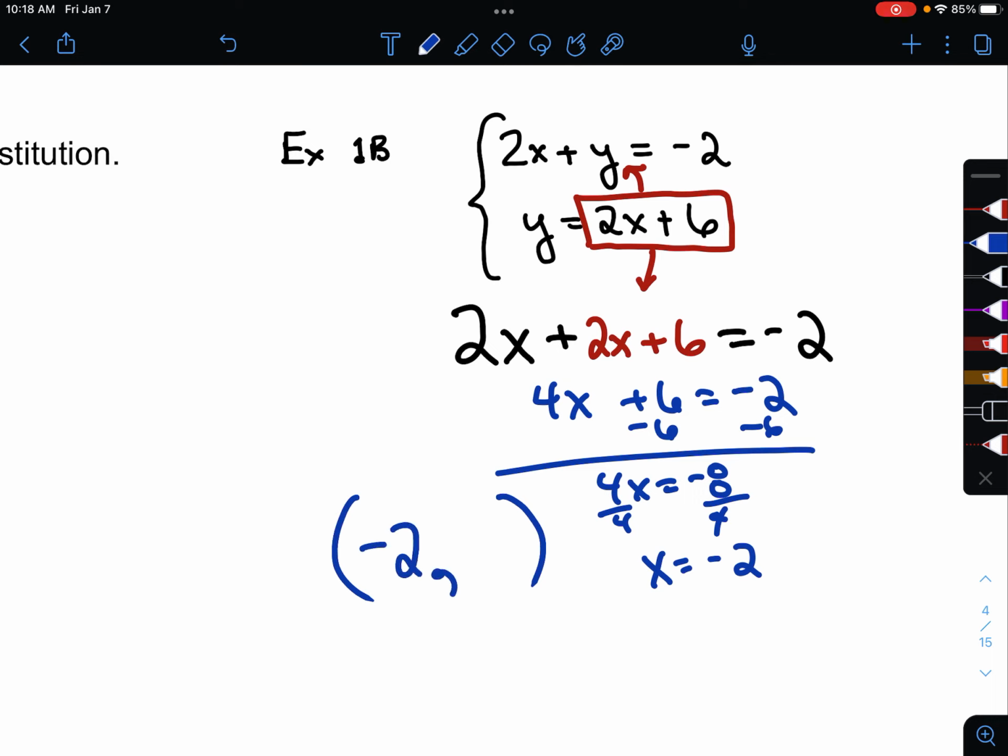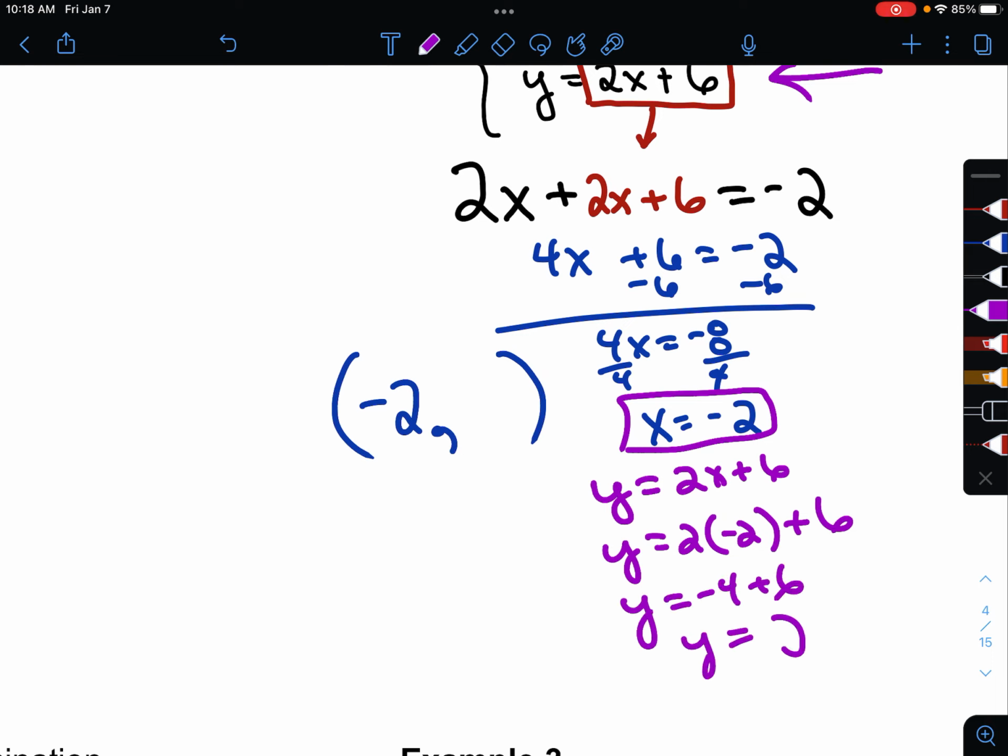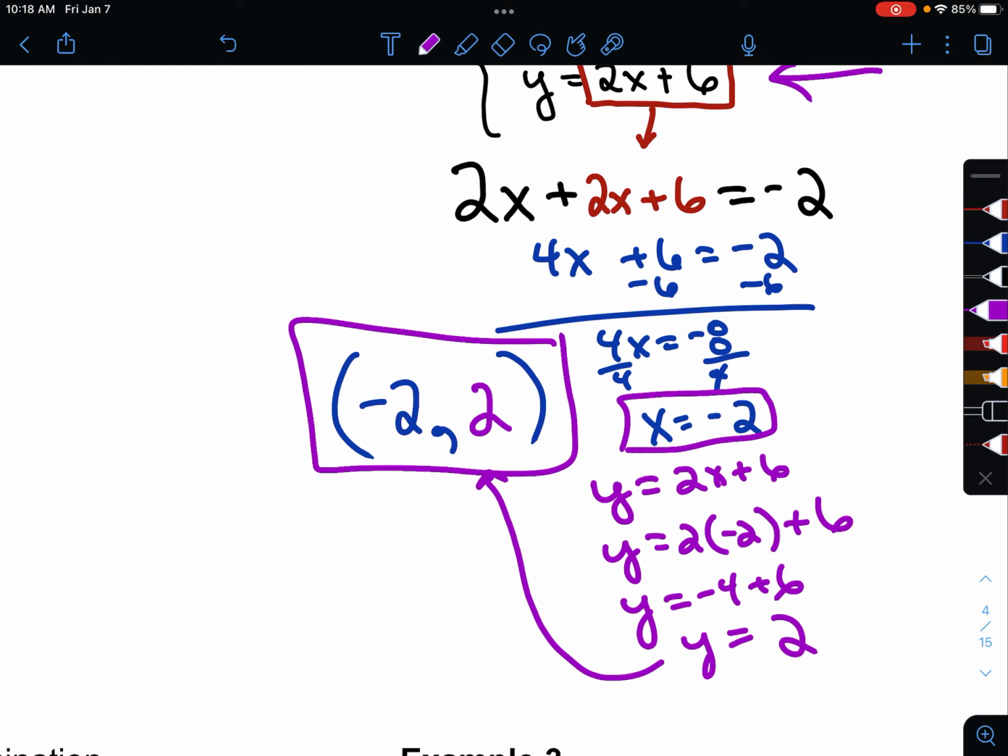How do we get the y value? I get that question a lot. How do you get the y value? How do you get the second number? Well, you just plug that x equals -2 into one of the equations up top. So I'm going to use the y equals 2x plus 6 equation and plug in -2. So y equals -4 plus 6, y equals 2. Well, look at that. We can plug that in to our answer and write the full answer as a point.